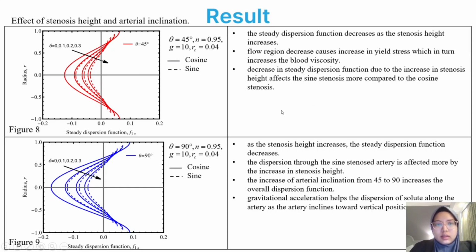And when the artery is inclined from previously 45 degrees to 90 degrees, as the stenosis height increases, the steady dispersion function also decreases. The dispersion through a sine stenosed artery is affected more by the increase in stenosis height. The increase of arterial inclination from 45 to 90 degrees increases the overall dispersion function. This is because gravitational acceleration helps the dispersion of solute along the artery as the artery inclines toward a vertical position.